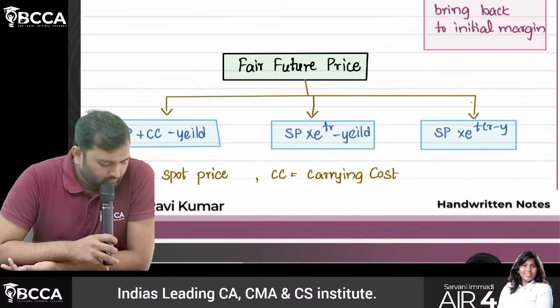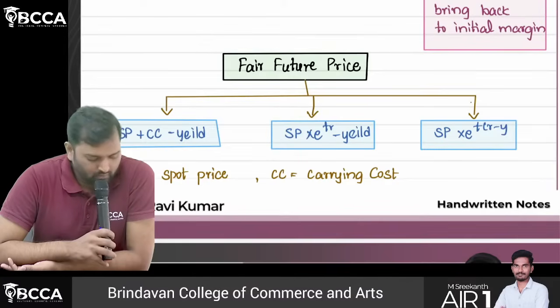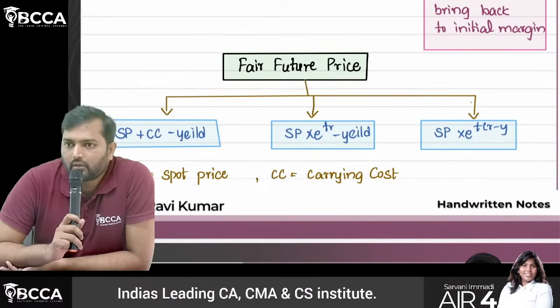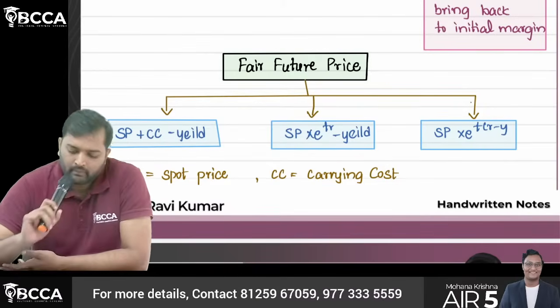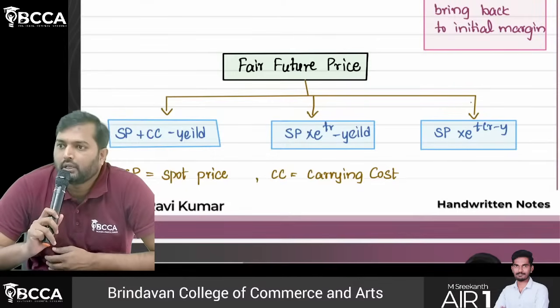And yes, yield is applied on MPS. Very good, CMA student. Yield applied on what? MPS, market price per share. Earnings yield means E1 by P naught. Again, we discussed dividend yield and earnings yield in the security valuation chapter. Okay. So fair future price is equal to spot price into e power T into (R minus Y).